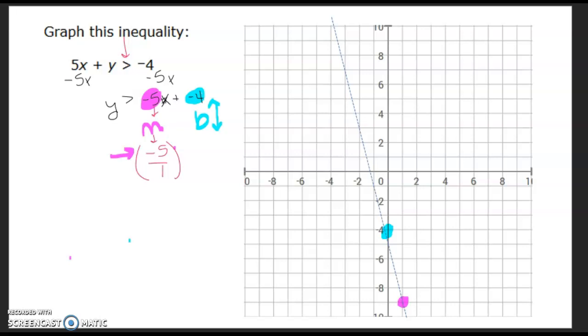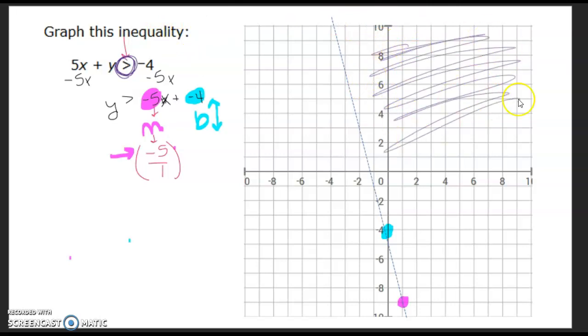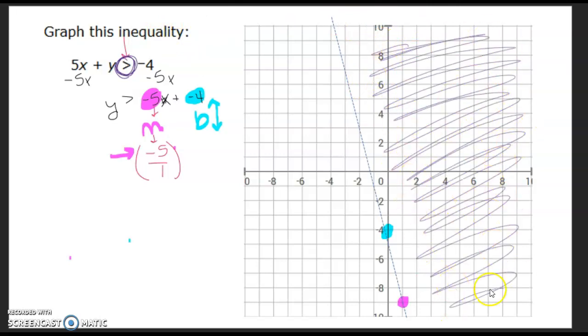Now I have to look. Do I shade above or below? According to this symbol, it is the greater than symbol. So greater than means above. So above the line is over here. You can always triple check your answer by plugging in any point that's shaded. You can plug it in here to make sure it's true.